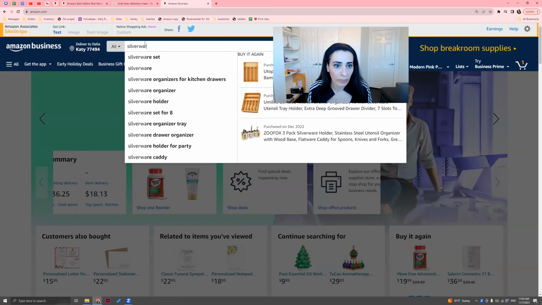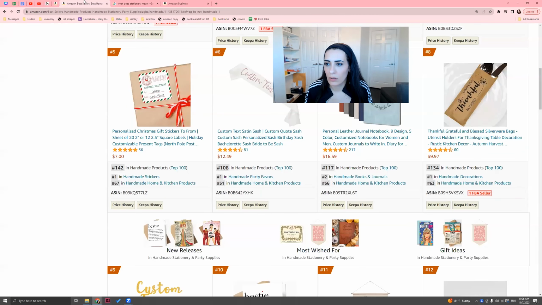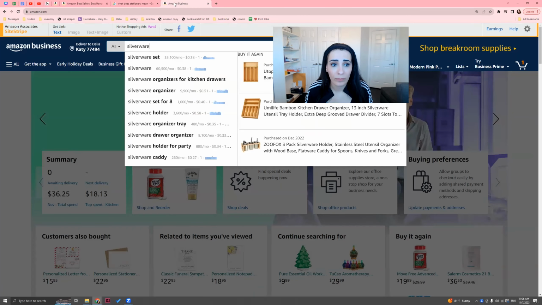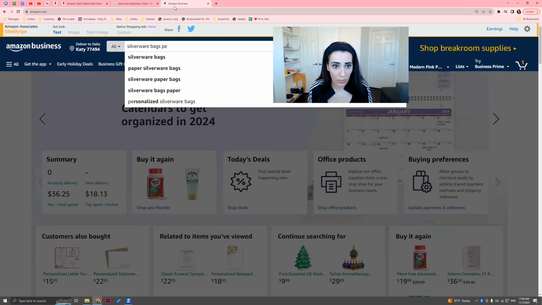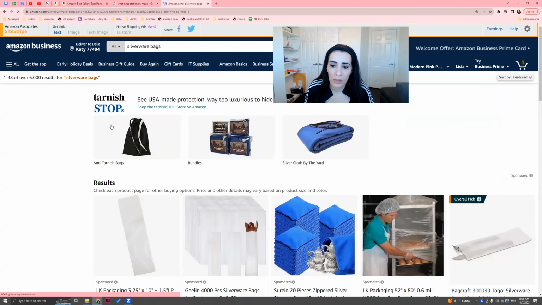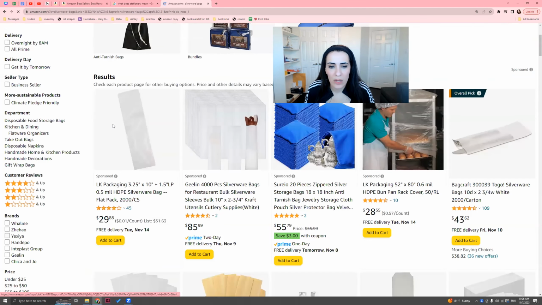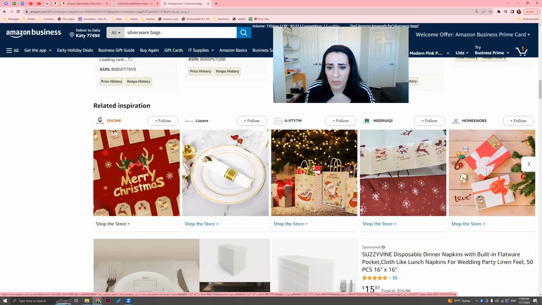So silverware, what was it called? Silverware bags, utensil holders. Oh, 6,000 results. I do want it to be custom because those I don't care about those. I want them to be like cute.